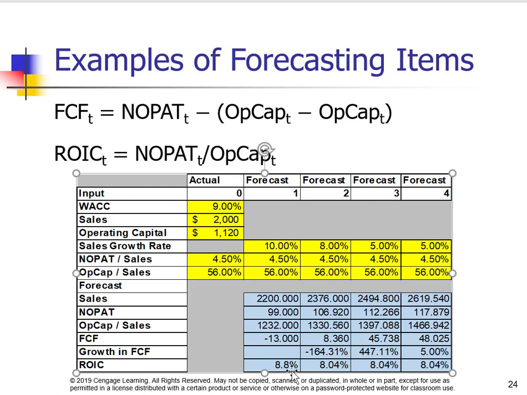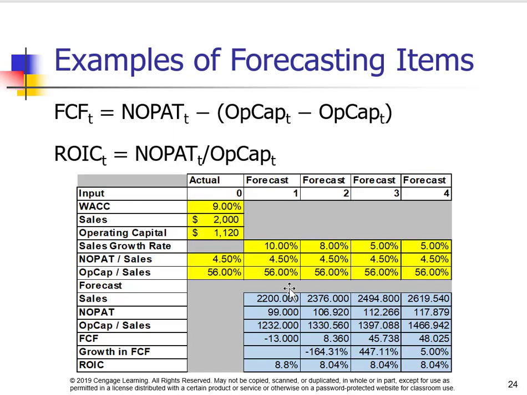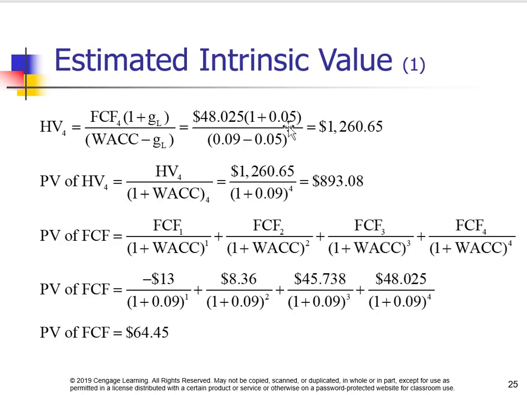We can see in general, the first year it's 8.8%, but then for the next years, it's all the same, 8.04%. So here's our basic idea: what is the holding value? What is the value at the end of the 4th year? We need to know the free cash flow in year 1. We have that right here, 48.025, times 1 minus 0.05, the growth rate that we expect long term.